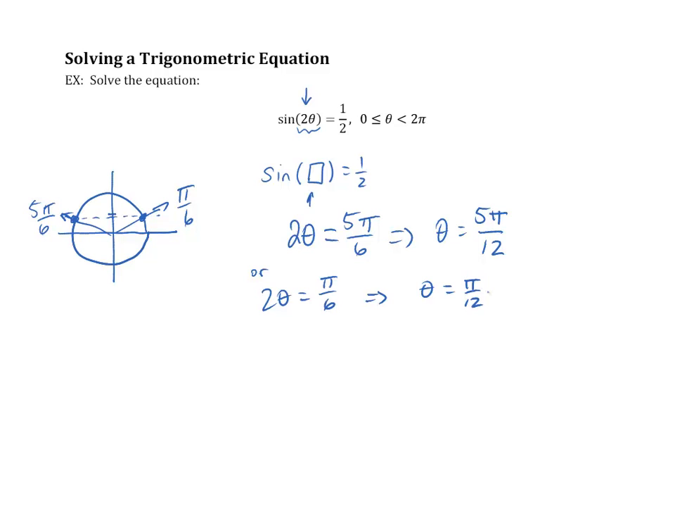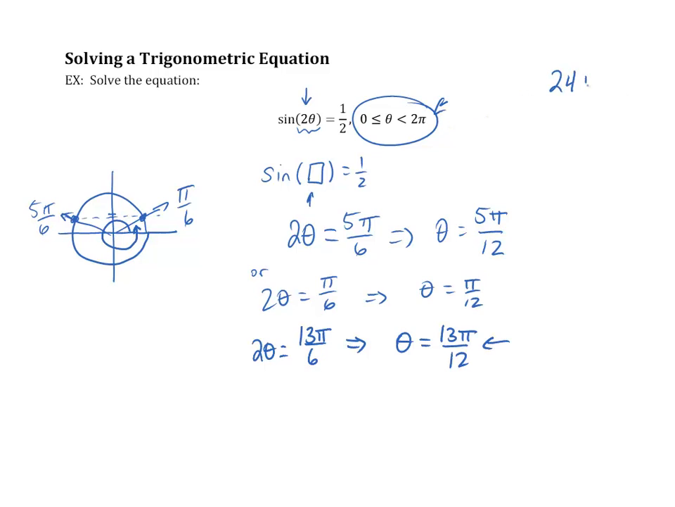Now, this is actually not all the solutions in this range, because if I go around to here, then I actually get 2 theta is equal to 13 pi over 6, right? Which is, when you solve for theta, 13 pi over 12. This here is still in my range, because 2 pi is the same thing as 24 pi over 12. I still am less than that, right?